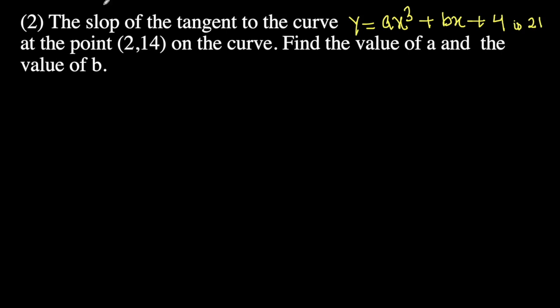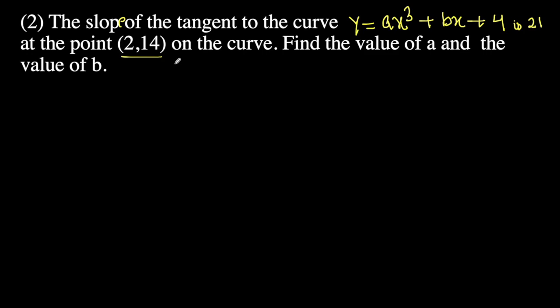Here, sorry, this one is slope. The slope of the tangent to the curve is 21 at the point (2, 14) on the curve. Find the value of a and the value of b.